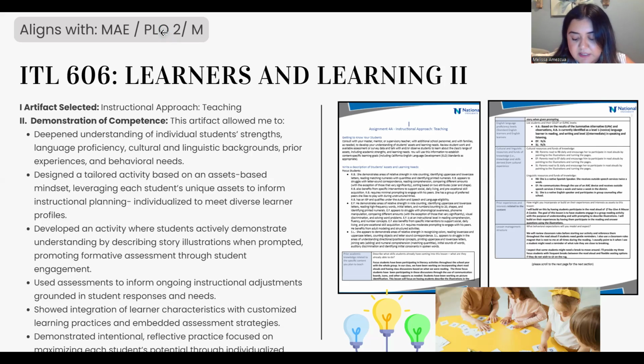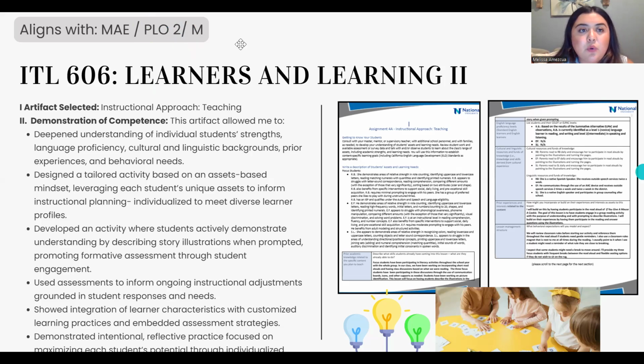And I demonstrated intentional and reflective practices because I was able to really consider all the students had to offer using that asset-based mentality and really individualize this lesson, this program, right, so that it was designed for them. So again, it shows that I did meet PLO2 at a mastery level.